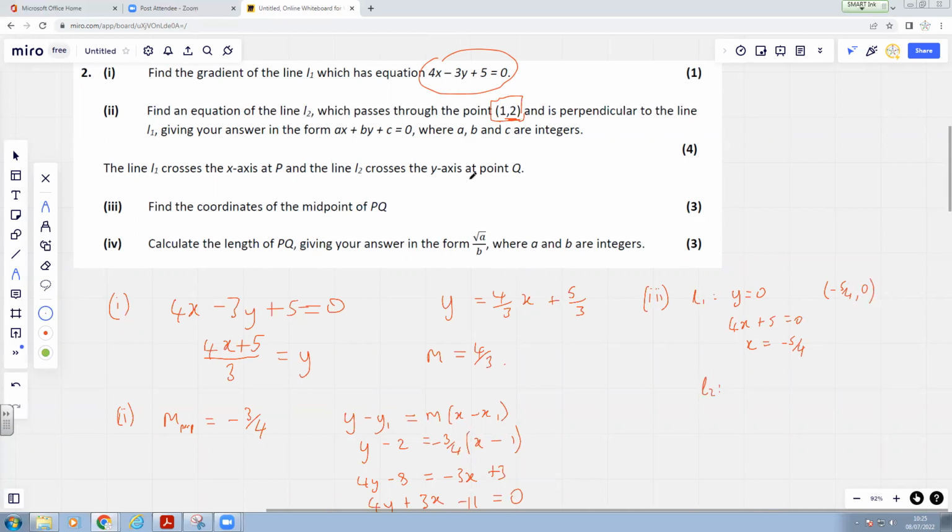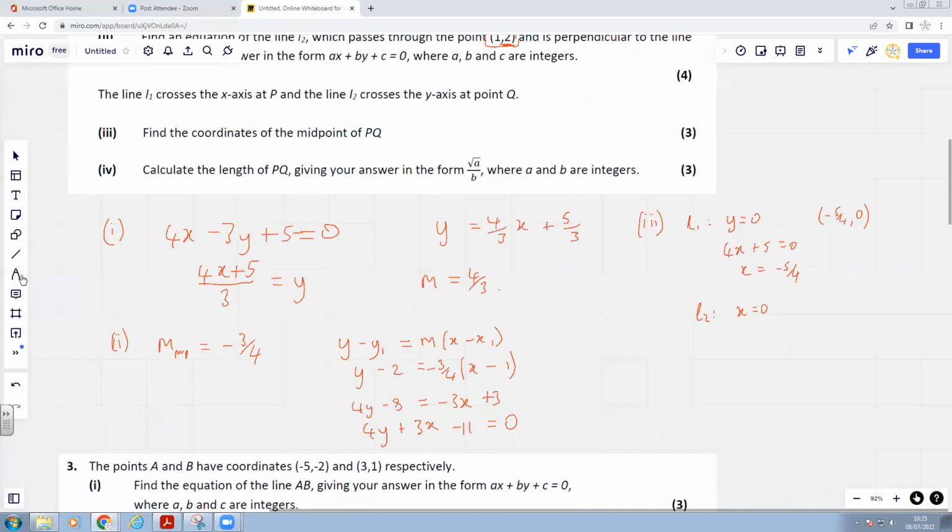L2 crosses the y-axis at Q. So that's where x is 0. And I'm going to go to L2's equation, which is down there. There's L2's equation. I'm going to plug in x is 0. So I get 4y is 11, and therefore y is 11 over 4. So the coordinate here is (0, 11 over 4). That is your Q. That is your P.